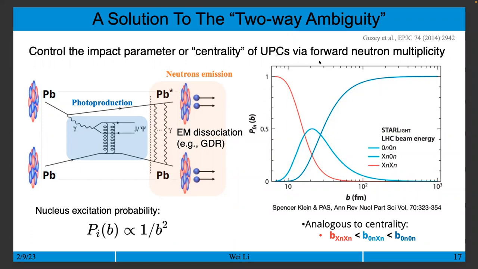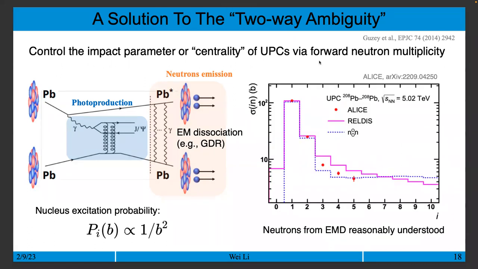So basically this is an exact analogy to the centrality, right? We can use this to control the impact parameter. But by doing that, what we are going to gain is the following. Actually, just to convince you that we understood this process reasonably well, this is the cross-section measured by ALICE for the neutron emission events as a function of the number of neutrons, one neutron, two neutrons, and how they compare to these models. They agree reasonably well, until you get to the tail, where there's some fraction of the cross-section with some uncertainty. So of course, it will contribute to the uncertainty of the measurement.